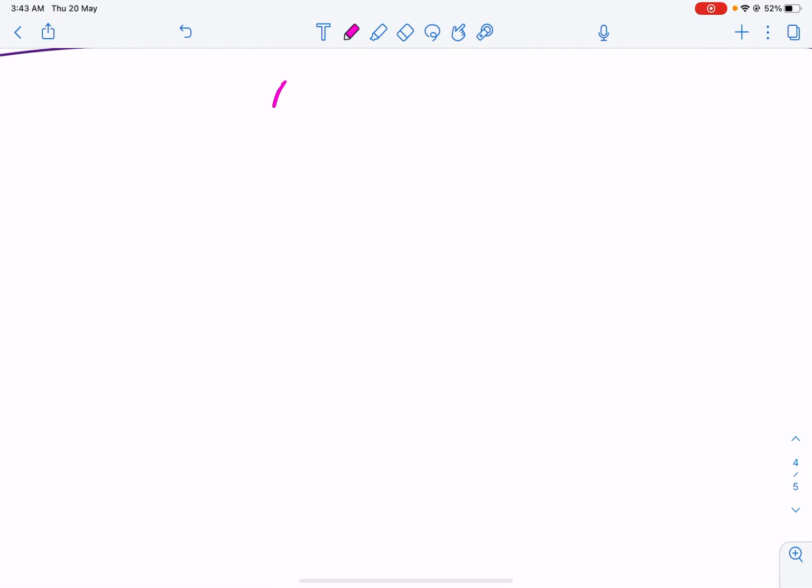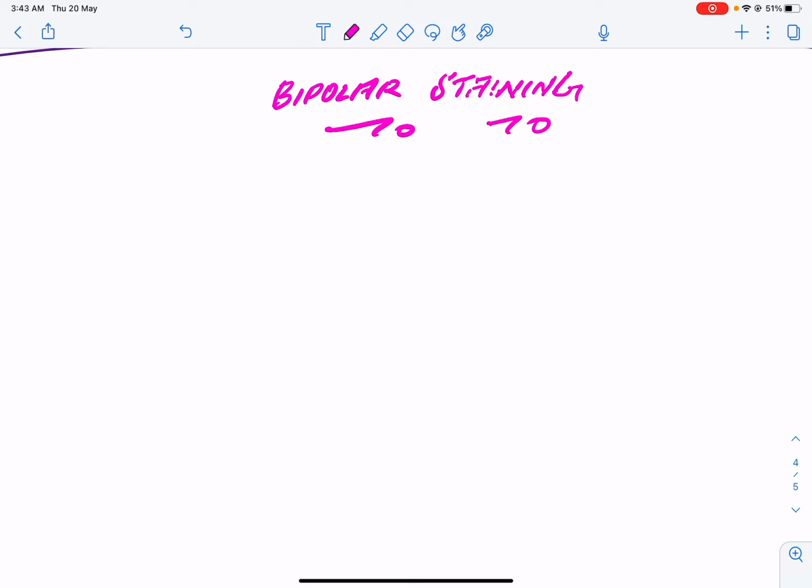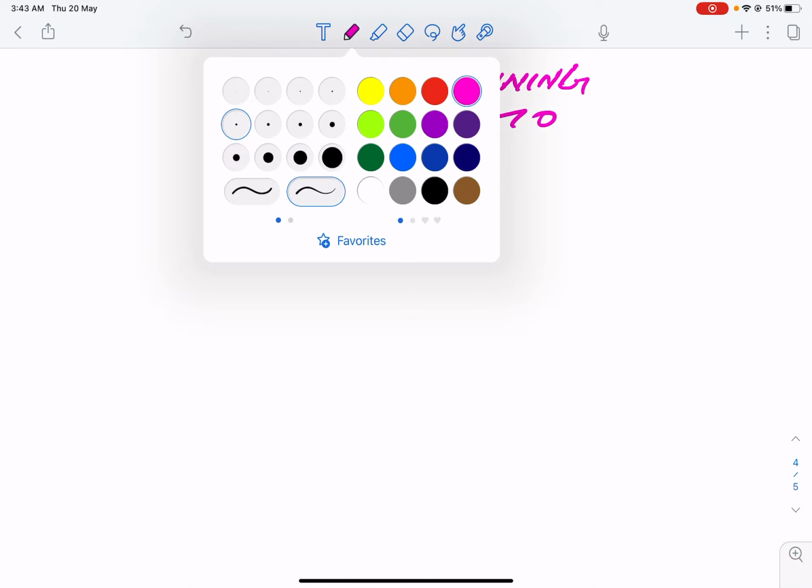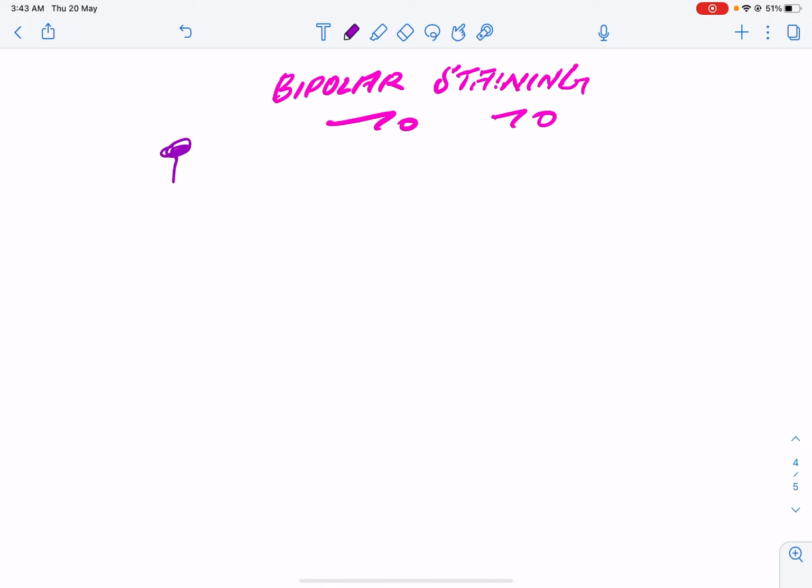Another very famous, important question asked in the exam is about bipolar staining. It means these two poles are stained. You can see here this pole and this pole. So they will have a safety pin appearance as a result. Very important buzzword in the exam: safety pin appearance, this bipolar staining.